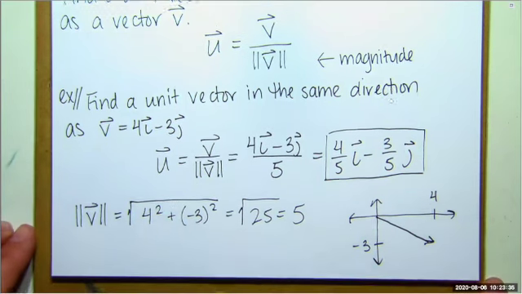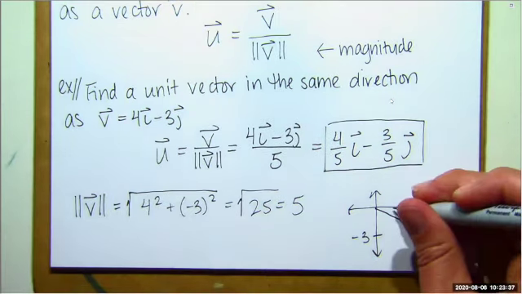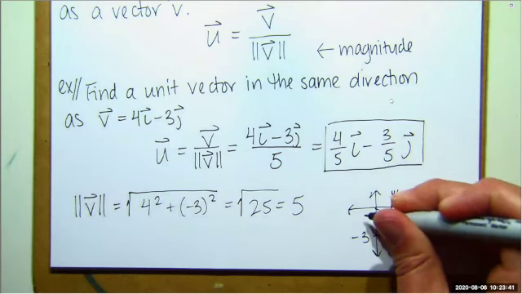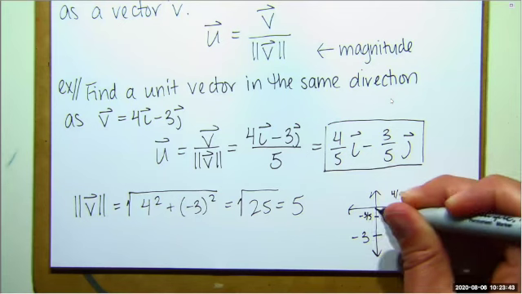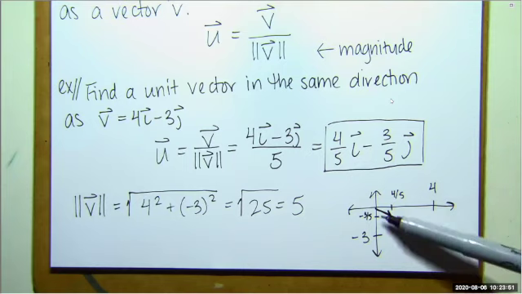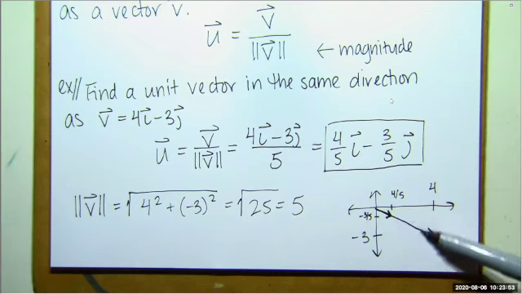So let's look at our picture and make sure that this makes sense. So 4/5 is probably right about here. Minus 3/5 is probably right about here. So the unit vector in the same direction looks like that. Yeah, we're in the right direction. And as far as scale goes, that looks about right. We figured out this length was 5, so if we split this up into fifths, looks great.